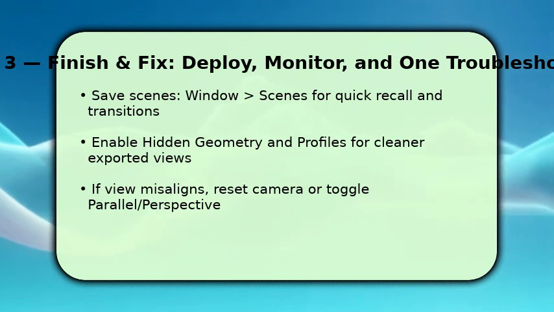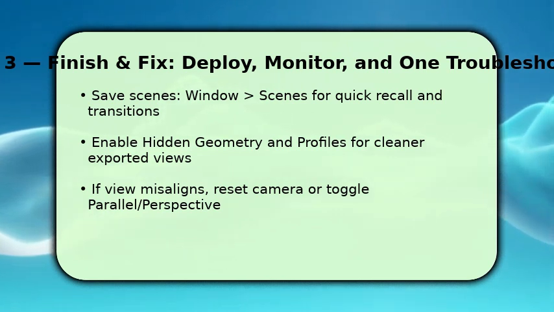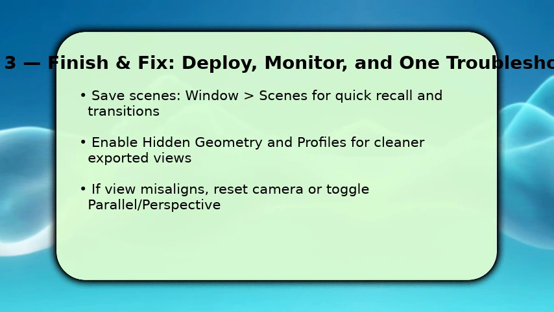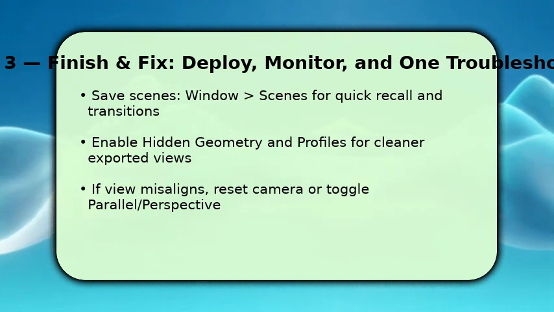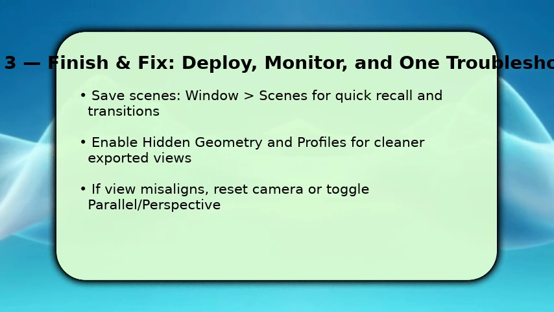If things go wrong, say the view jumps or looks skewed, toggle between parallel projection and perspective to reset projection. Alternatively, use camera standard views top and reapply orbit to regain alignment. That reset usually fixes misalignment without losing work.